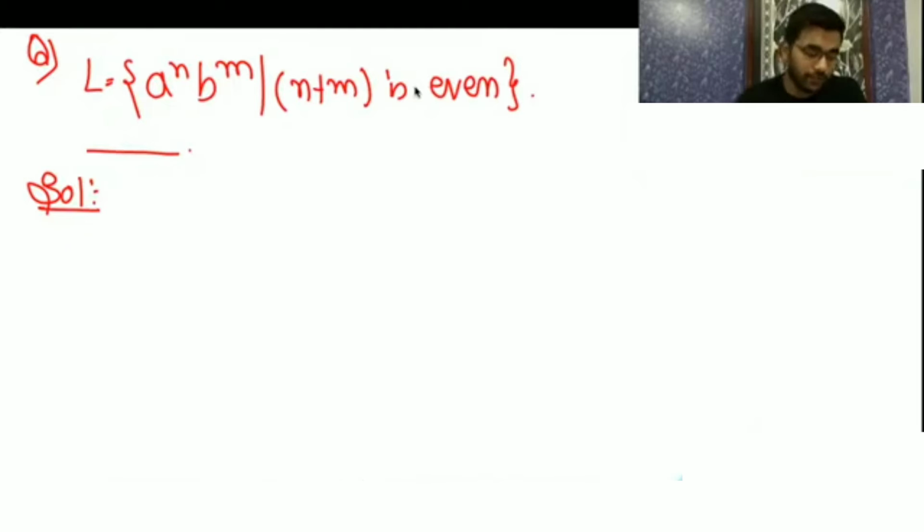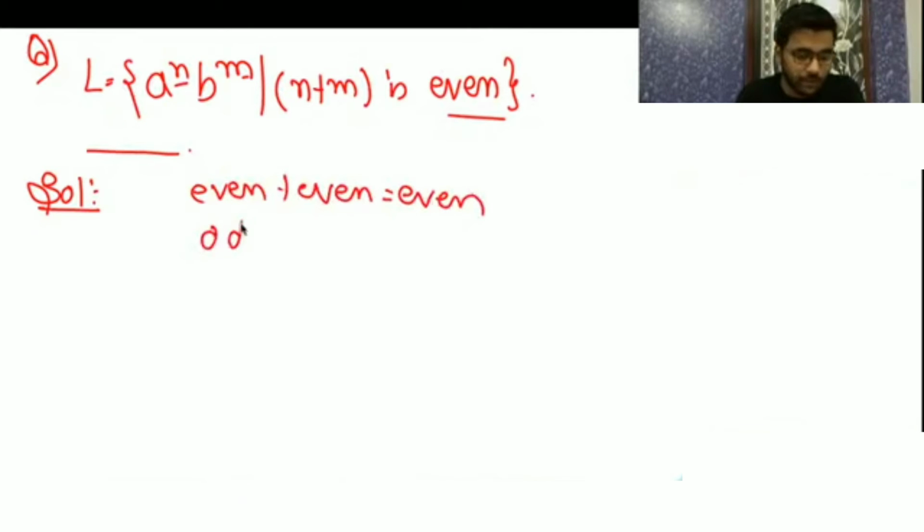It is regular. Why? Because it's saying that the sum is even. How will the sum become even? If even plus even, then only even. Or odd plus odd. Yeah, correct. Odd plus odd, then even. So it means if A is even, then B is even. If A is odd, then B is odd.